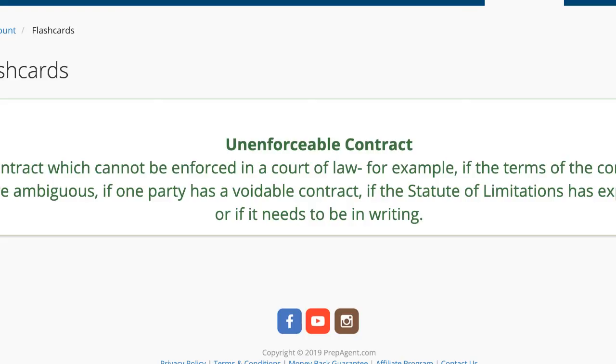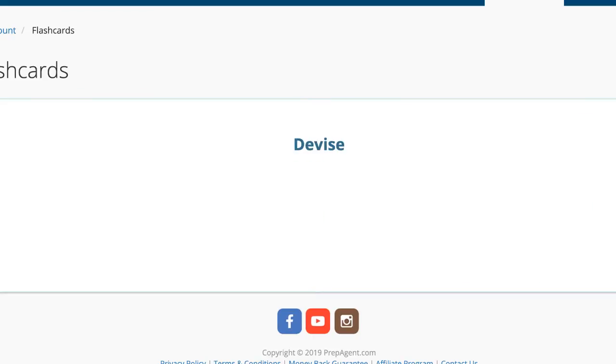Is an unenforceable contract the same as a void contract? What do you guys think? No. A void contract is a contract that lacks one of the four essential elements of a contract. An unenforceable contract can have those four essentials, but it needs to be in writing.